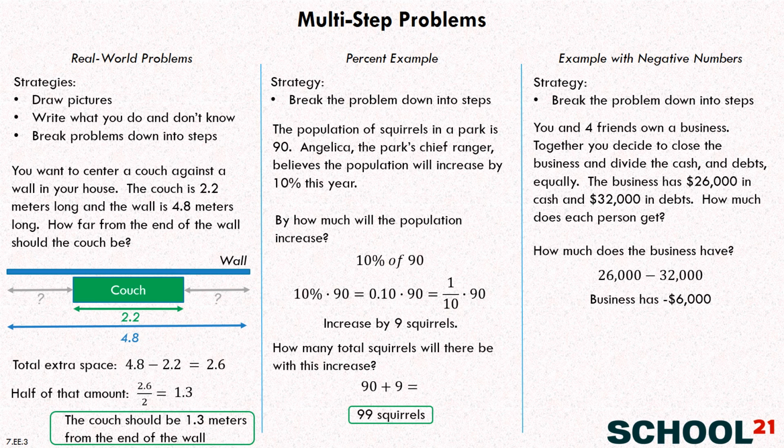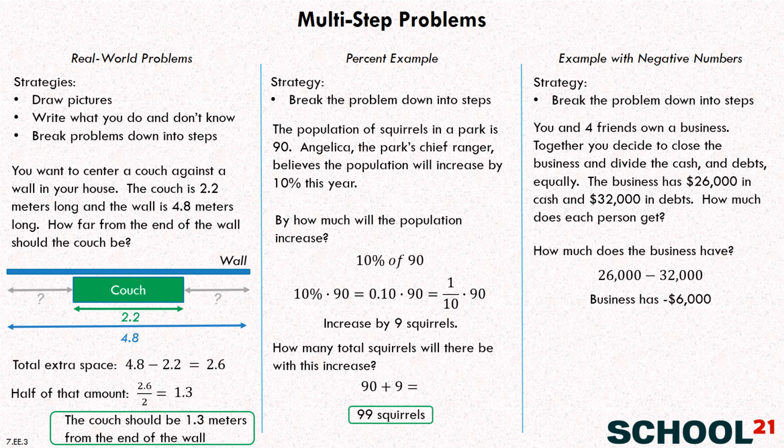Does that make sense? Yeah. Okay, good. So that's the first step here, to figure out how much the business had. And now what do you need to do to figure out the rest of this problem? What is the problem asking again? How much does each person get? How would you take that negative 6,000 and get to how much each person gets? I would divide it by the number of people.